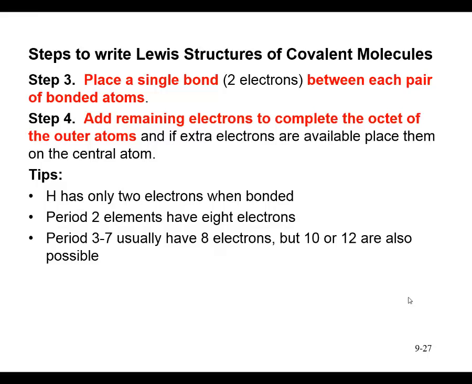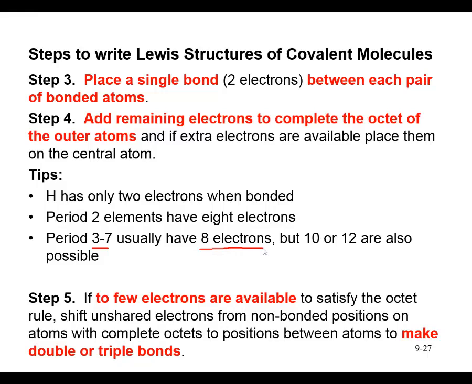So sometimes you'll see them with 10 or 12. But I would never expect to see 10 or 12 electrons around period 1 or 2 elements. So this is only period 3 and below. As I said, though, frequently we'll also run into compounds where we kept following the octet rule. Okay, but just be aware, sometimes we might break the octet rule.